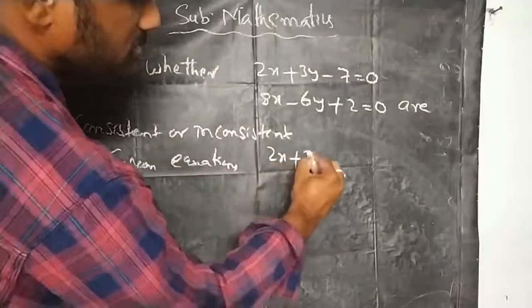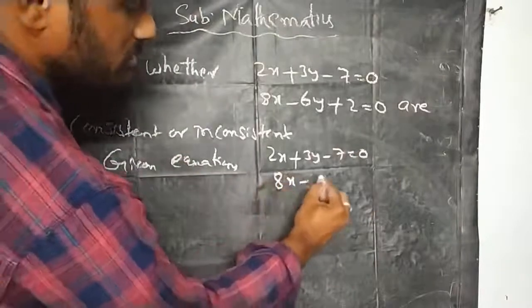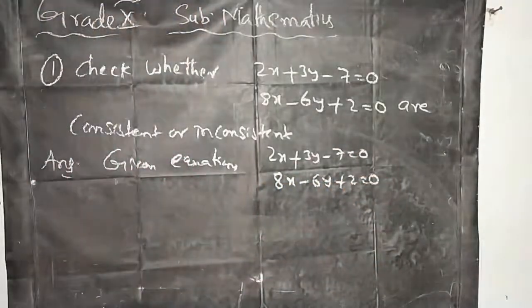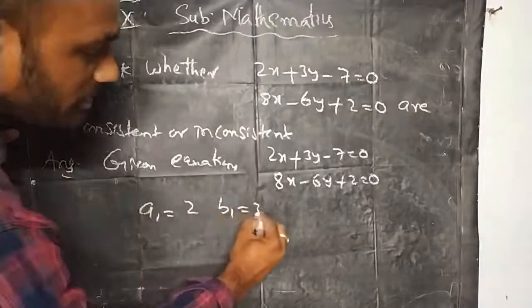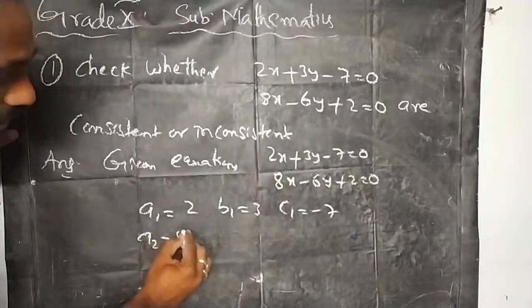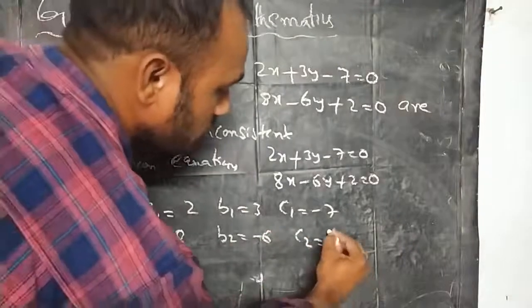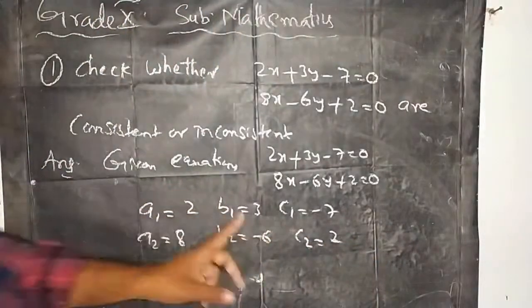2x plus 3y minus 7 is equal to 0, and 8x minus 6y plus 2 is equal to 0. These are the two linear equations. A1 is 2, B1 is 3, and C1 is minus 7. A2 is 8, B2 is minus 6, and C2 is 2. So I have the A1, B1, C1, A2, B2, C2 values.